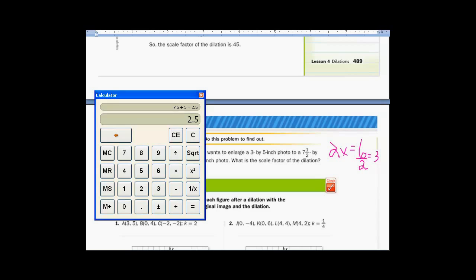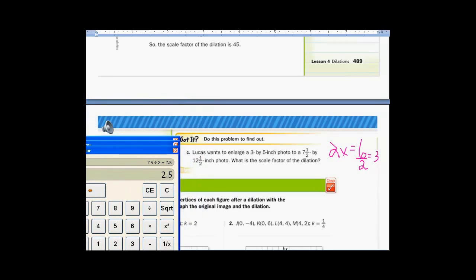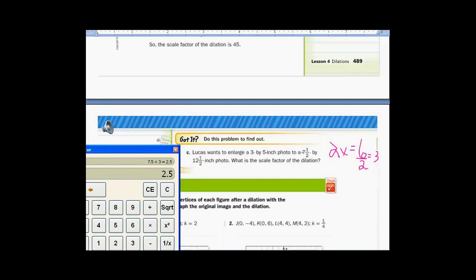You also know that a scale factor keeps things in proportion. So if it's 3 by 5, that's 7.5 to 12.5. That means 3 goes into 7.5, and 5 goes into 12.5. So 12.5 divided by 5. You also get 2.5. So that means the scale factor is in fact 2.5. Either way, hopefully it's all clear to you on how we do dilations.